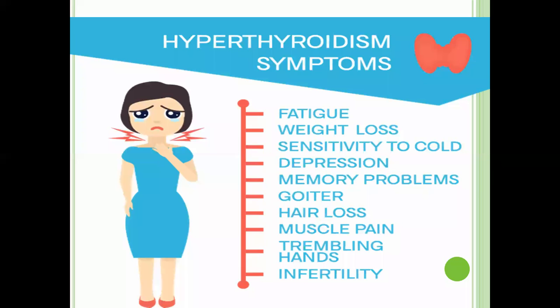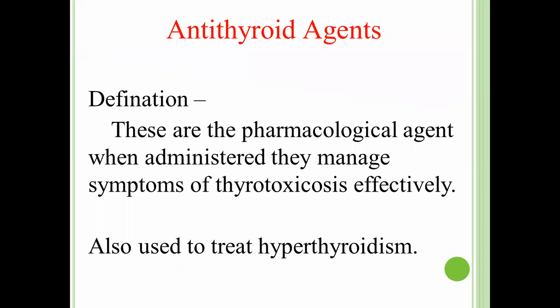To treat the disorders of thyroid hormones, which occur due to either inadequate secretion or excessive secretion of thyroid hormone, we use certain agents. These agents are known as anti-thyroid agents. The next chapter in this unit is anti-thyroid agents, the pharmacological agents that manage the symptoms of thyrotoxicosis effectively. These pharmacological agents used in the treatment of hyperthyroidism are known as anti-thyroid agents.